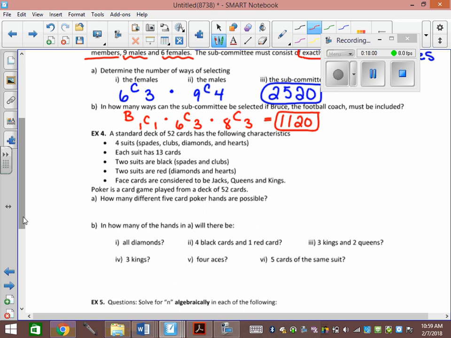So like ace, 2, 3, 4, 5, 6, 7, 8, 9, 10, jack, king, queen, in hearts, in red. Then they'd have to do the same thing, clubs in black. Same thing, diamonds in red. Same thing, spades in black. Okay? And they'd have to show you all the cards.